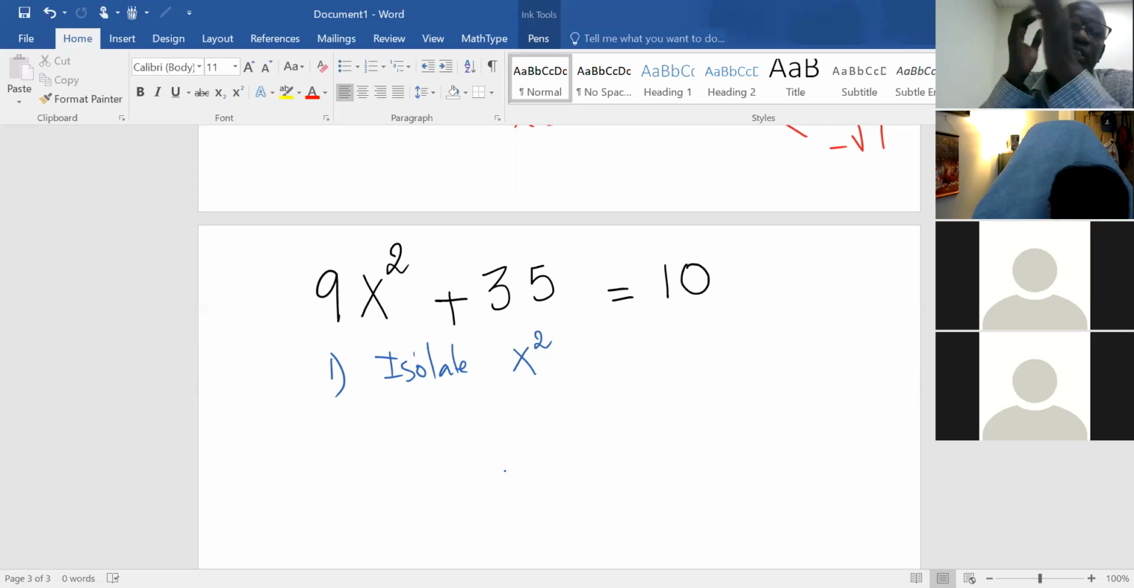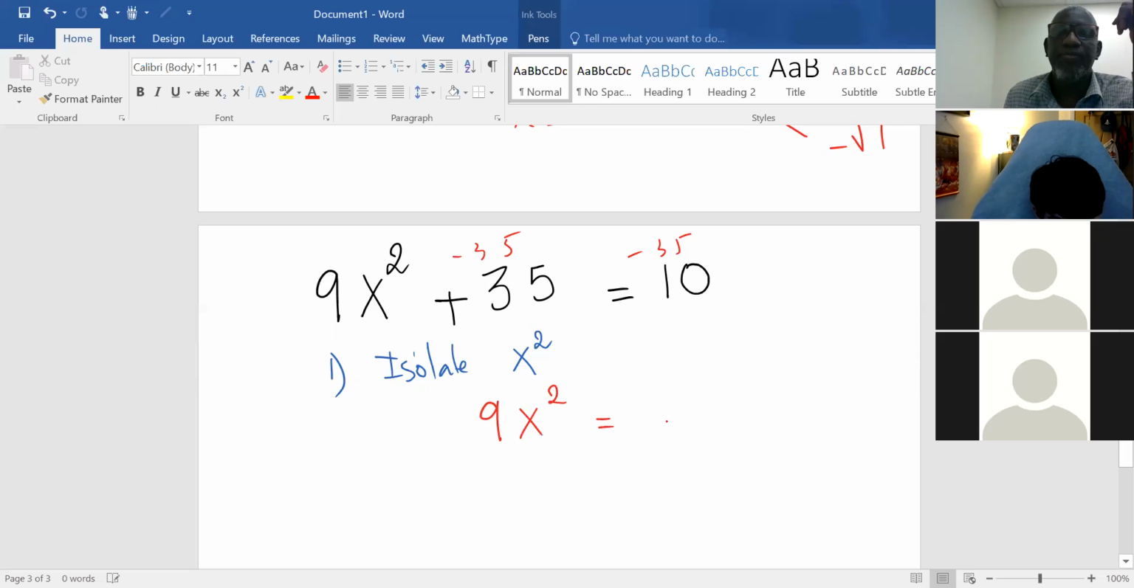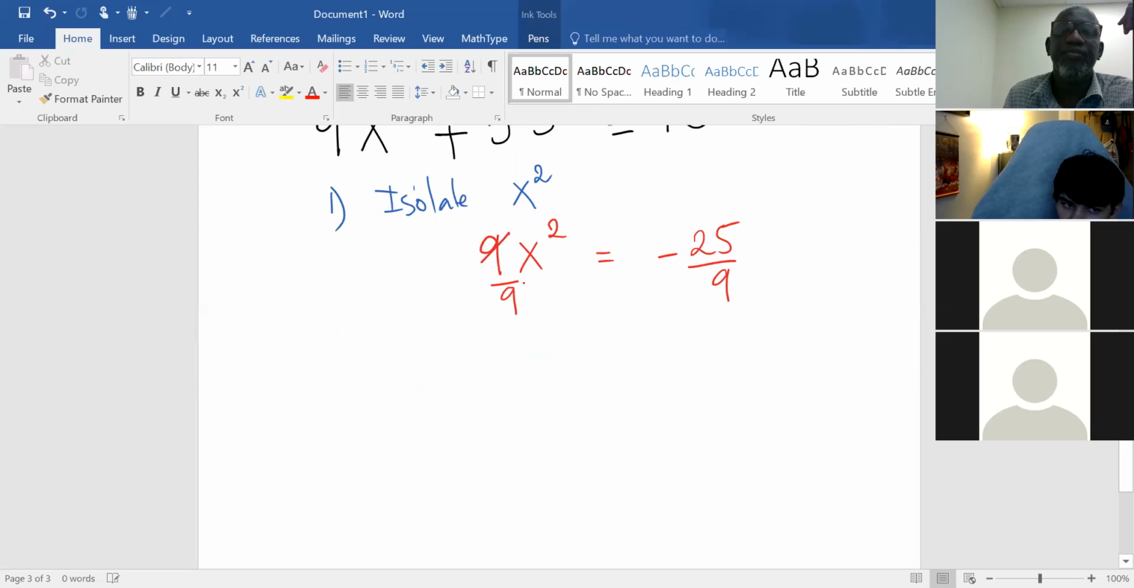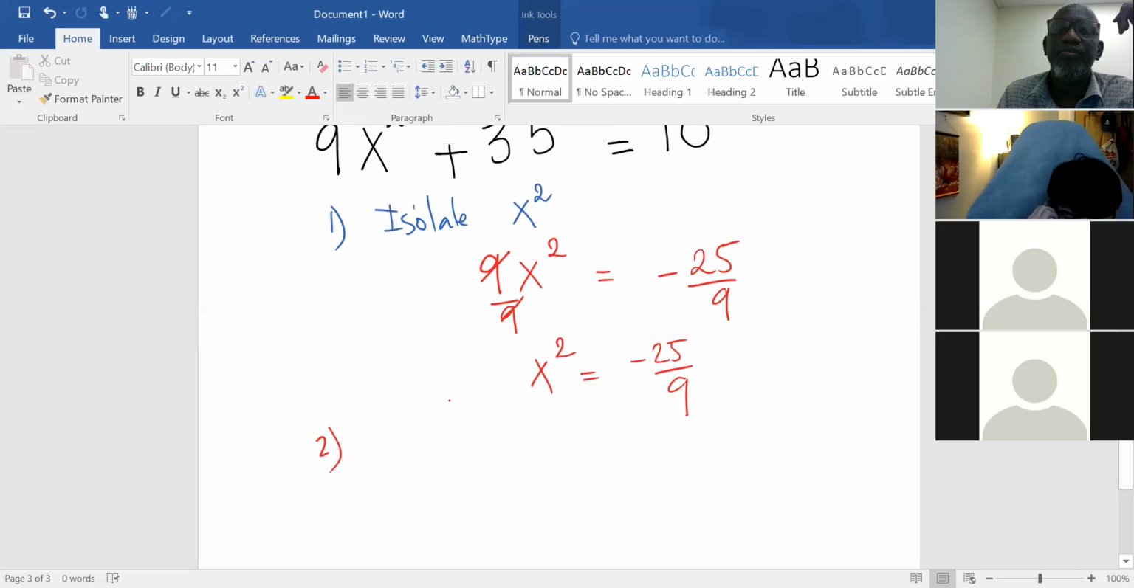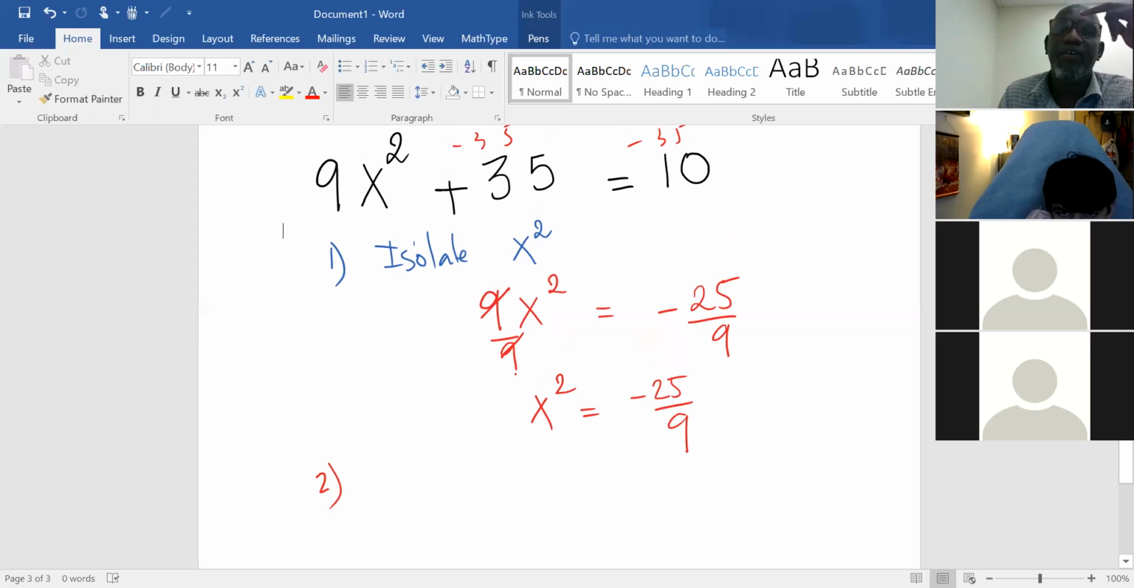Right, so to get x squared by itself, what do you do first? You subtract 35 on both sides, right? Exactly, and then divide by 9. So we get 9x squared is equal to negative 25, and then we divide by 9, right? So we get x squared is equal to negative 25 over 9. Now, why didn't we square root it first from here, on both sides?